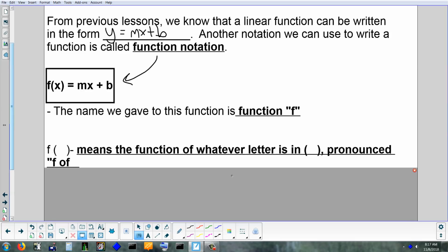All right. So like we just said, f of, in parentheses, means the function of whatever letter is in the parentheses. So if I was going to pronounce this, it would be f of x. If there was a g on the outside, it would be g of x. If there was an m, it would be m of x. And you don't say times. I know when you see parentheses, a lot of times you think, oh, parentheses means times. This is a little different. Again, this doesn't, like Mr. Hager makes a good point, that doesn't mean multiplication. It's just a way to name the function.